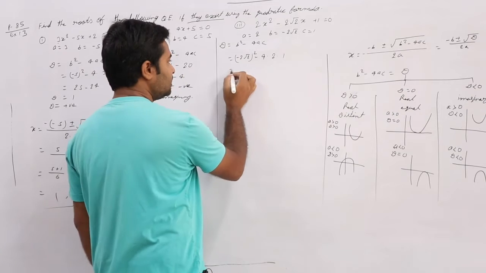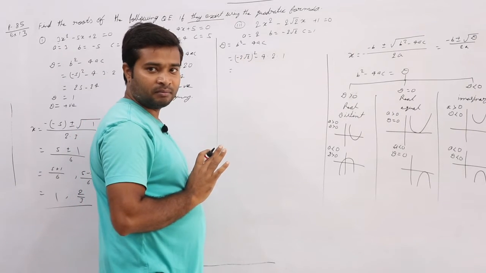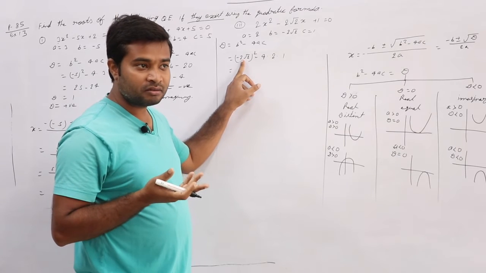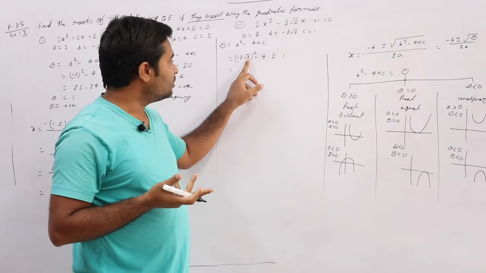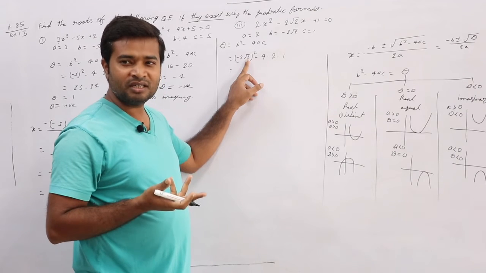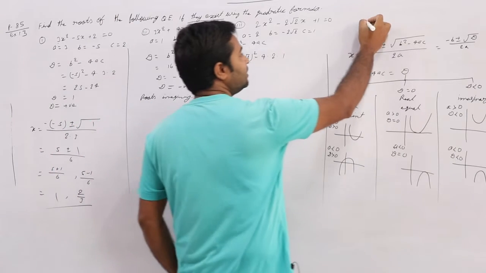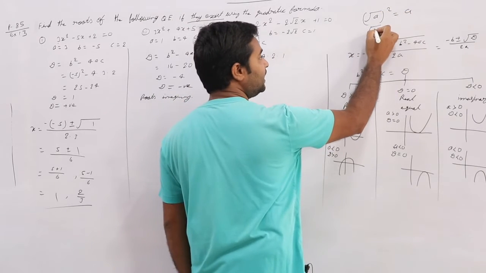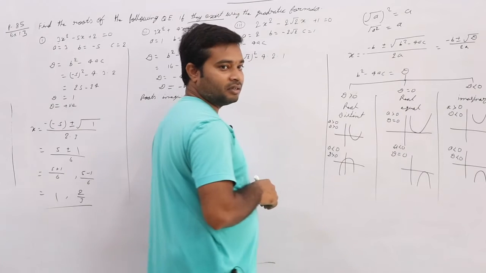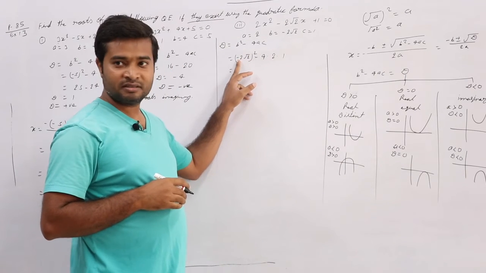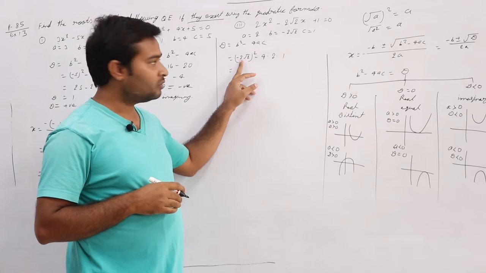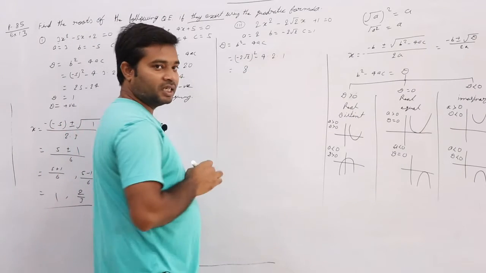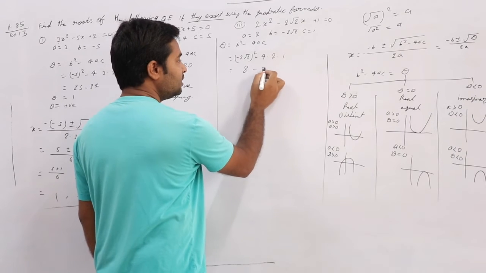Now see, minus a square is plus. 2 squared is 4, and root 2 squared is 2, because root a square is a. So again, minus a square is plus, 2 squared is 4, root 2 squared is 2. So 4 into 2, which is 8, minus 8 means 0.